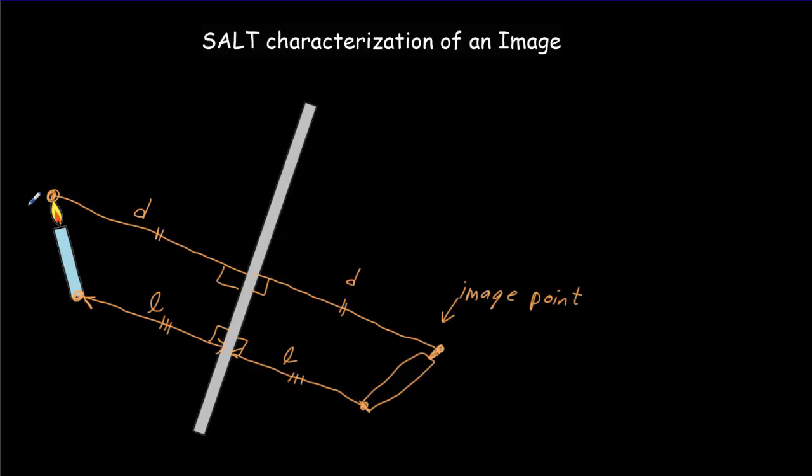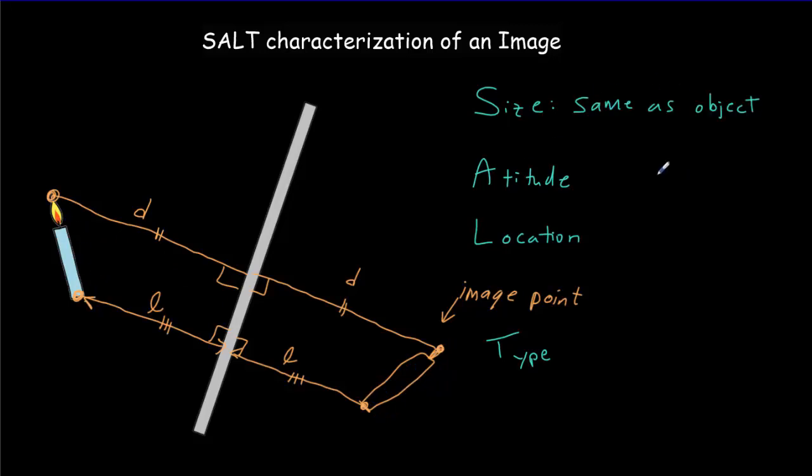Now, we like to characterize images, and we do that with an acronym, SALT. S is for size, A is for attitude, L is for location, and T is for type. So in a mirror, you can see here that the image is the same size as the object. When we look at spherical mirrors, we'll get images that can be larger or smaller than the object. Attitude is just whether or not the image is upright or inverted. Here we can see that the bottom of the candle is near the bottom of the page, and the top of the candle is near the top of the page for both the image and the object, so that we would consider to be upright.